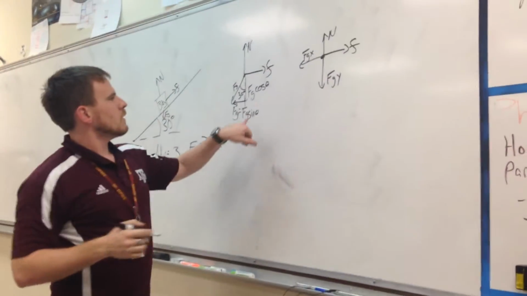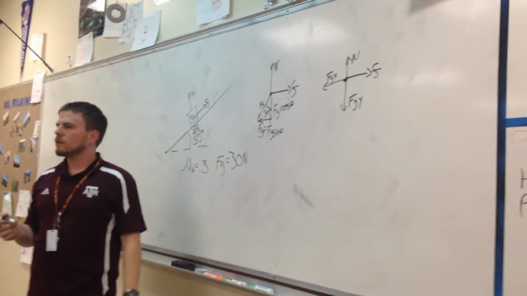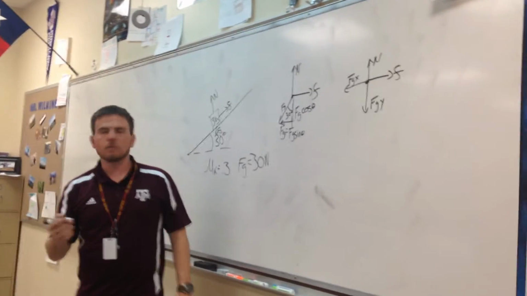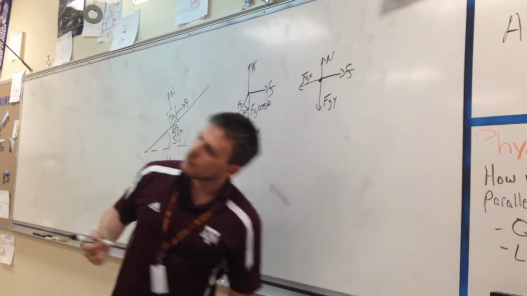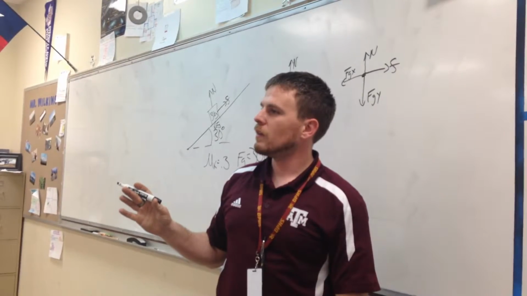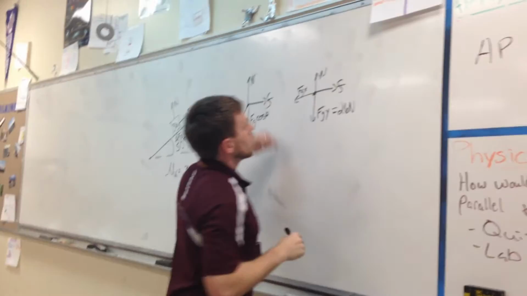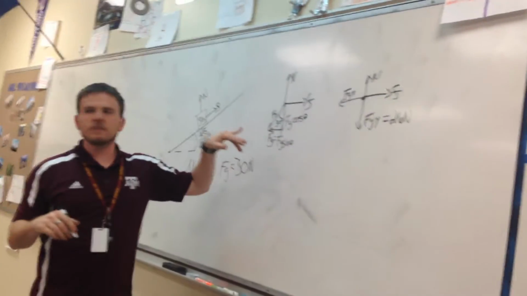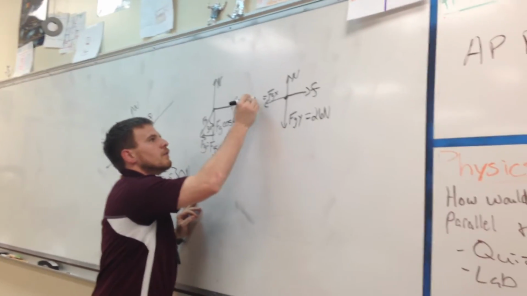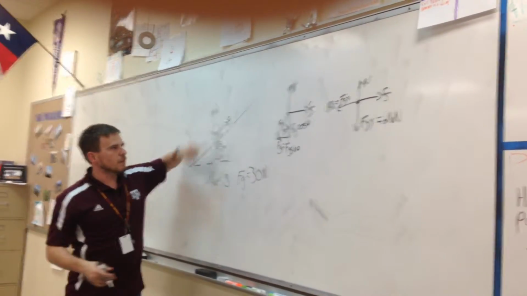So what is 30 cosine 30? Somebody type it in for me. A number. 30 cosine 30? 25.6, is that right? 25.98. Okay. So we'll call it 26. 26 newtons. Force of gravity in the x should be 30 sine 30, which would be 15 newtons.